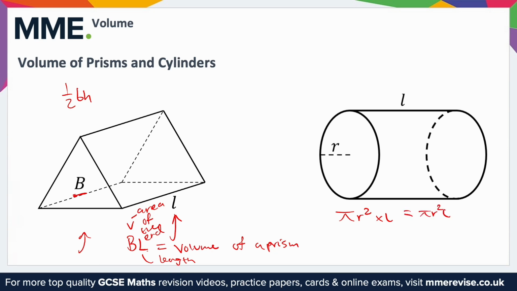So you work out the area of the end. If it's a circle, then it's pi r squared. If it's a triangle, half base times height. If it's a hexagon, you'll be given the area, etc. And then you just times by the length.